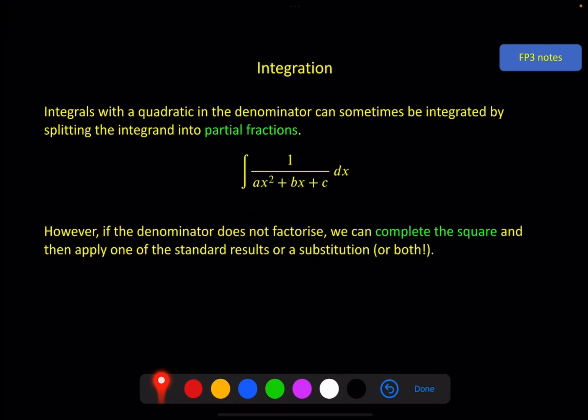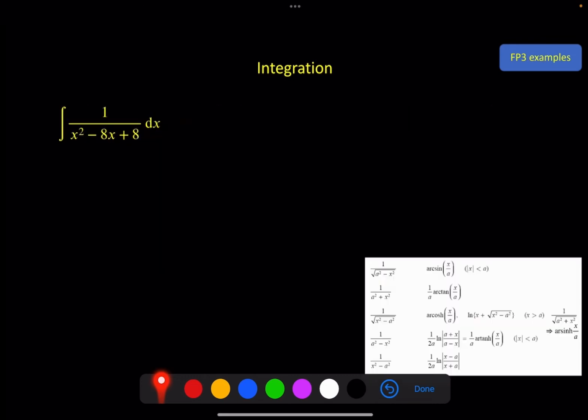So if you've got a quadratic in the denominator, look to see if you can do partial fractions. If the denominator does not factorize, however, then complete the square and apply one of the things that we have done in the previous 3 videos. So here's an example. And that's it for the notes for the video. We've got 3 examples and then we're done.